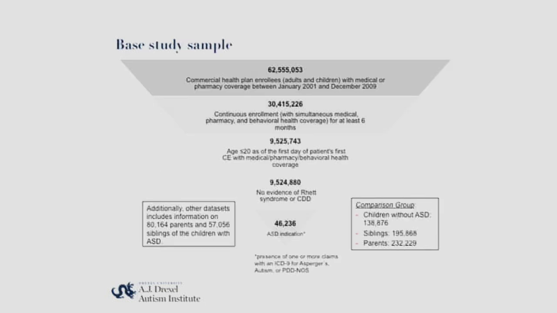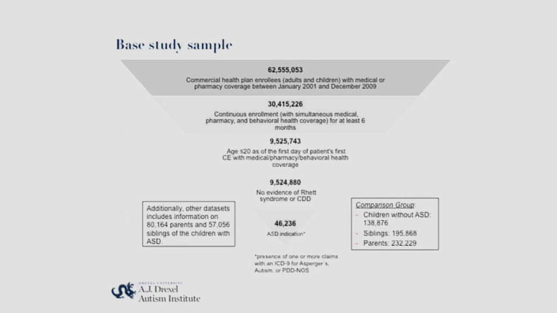This slide talks a little bit about the study sample that we were able to put together and illustrates the capacity of claims databases to generate large numbers, which is something that excites epidemiologists. We were able to put together a series from the commercial health plan. We were able to assemble data on 62 million enrollees, adults and children, who had medical, pharmacy, and behavioral health coverage between 2001 and 2009.